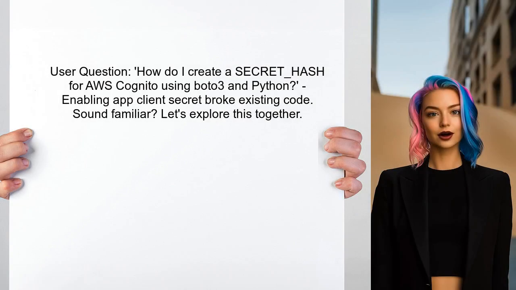Let's dive into the specific question at hand. One user asked, how do I create a secret hash for AWS Cognito using Boto3 in Python? They mentioned that enabling the app client secret broke their existing code. Sound familiar? Let's explore this together.